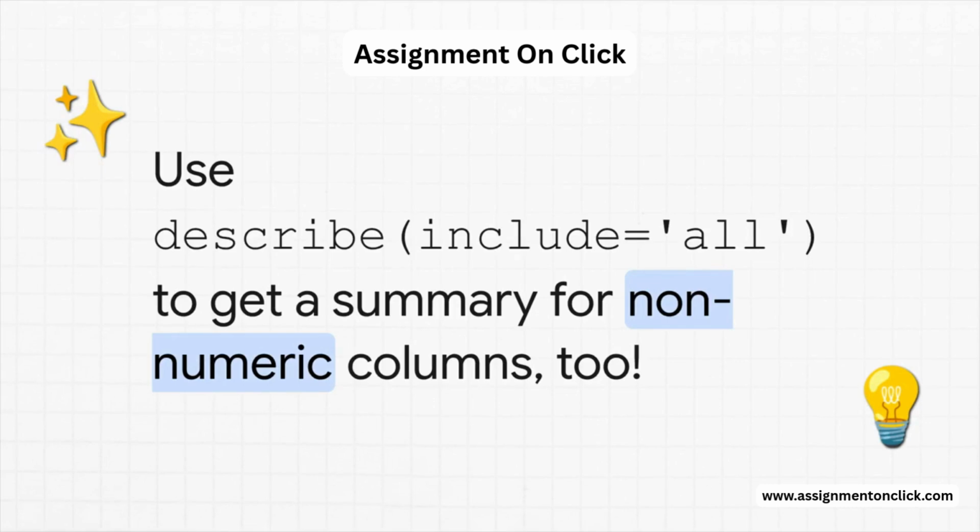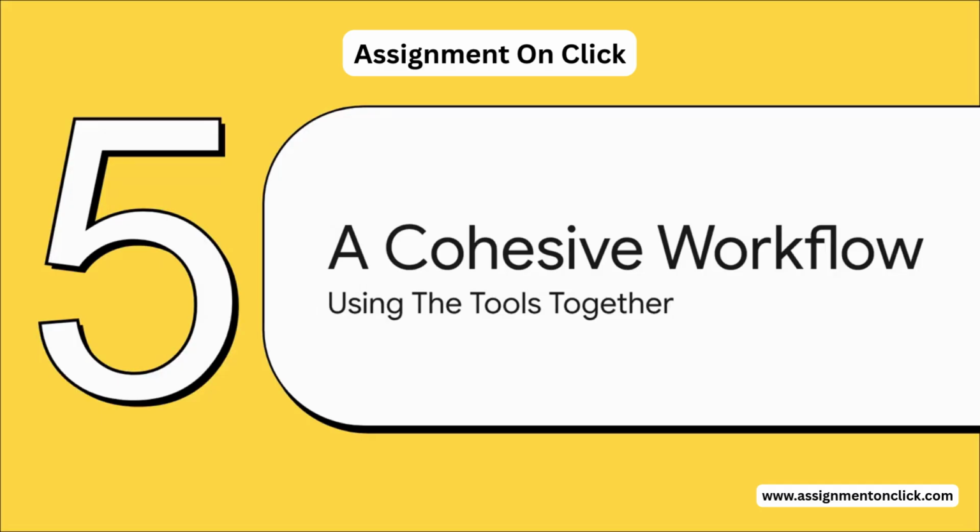And here's a little pro tip for you. By default, describe only works on numbers. But if you add include equals all, it'll also give you a summary for your text or category columns. It'll tell you how many unique values there are and which one shows up the most often. Super useful. So we've looked at 4 different tools, but the real magic happens when you use them together.